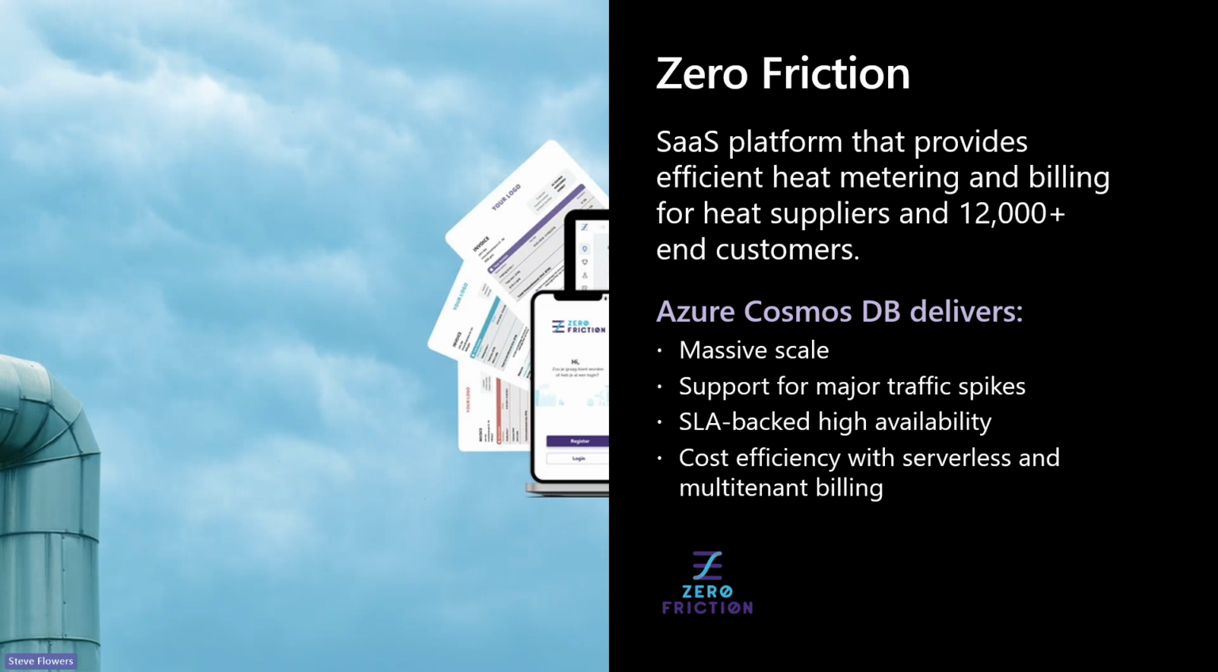Zero Friction is an application that came out of the gate requiring scalability and reliability. They're metering and billing for heat suppliers. So again, 24/7, has to scale as customers onboard to the service. It has to have reliability and consistency in the data and be cost efficient as well.